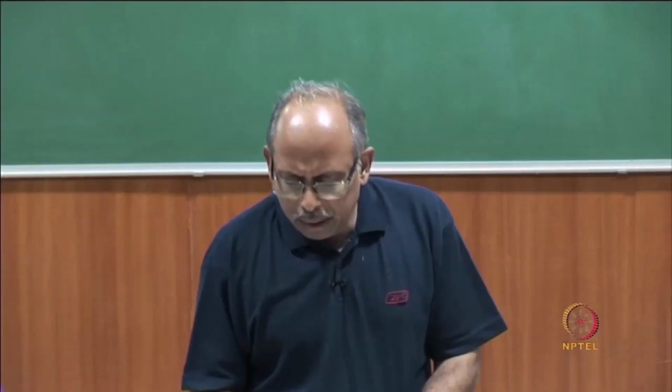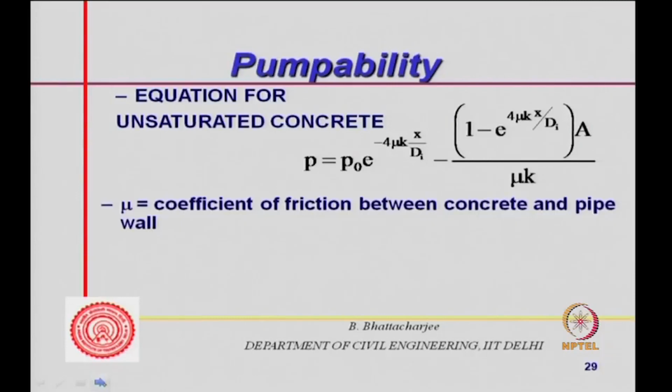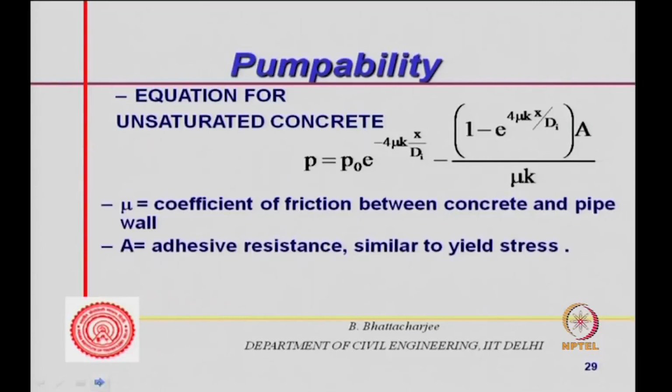For unsaturated concrete, there is a formula, but it is a little bit more complex. You have a coefficient of friction between concrete and the pipe coming in, and also an adhesive resistance similar to yield stress, and the radial pressure to axial pressure ratio, mu k, which was 1 earlier. So, it actually reduces exponentially, and this is the kind of formula. This A is the adhesive resistance similar to yield stress.